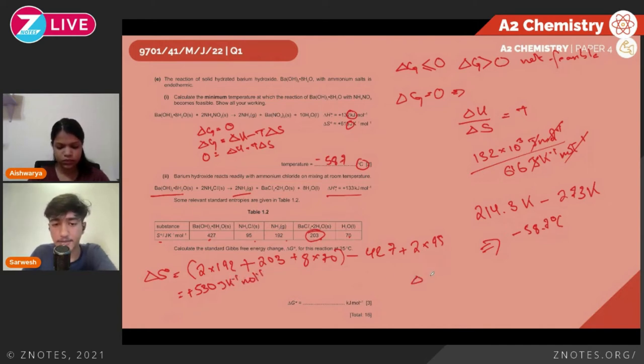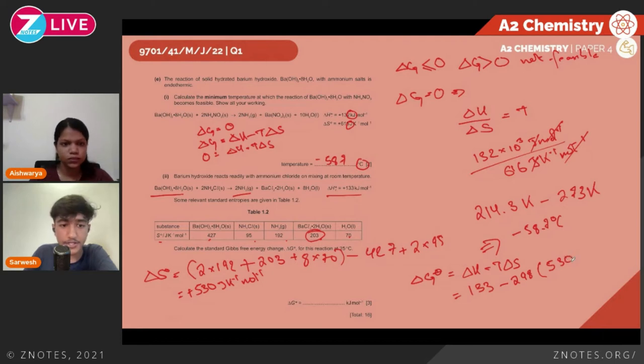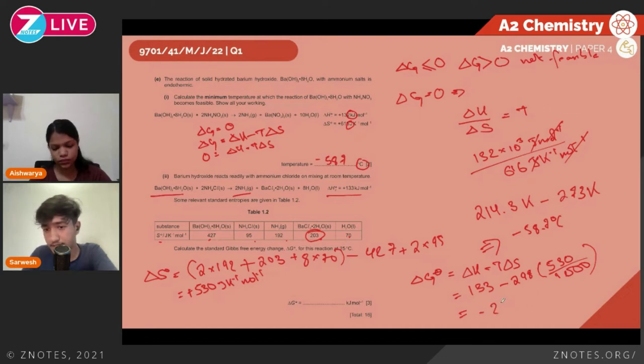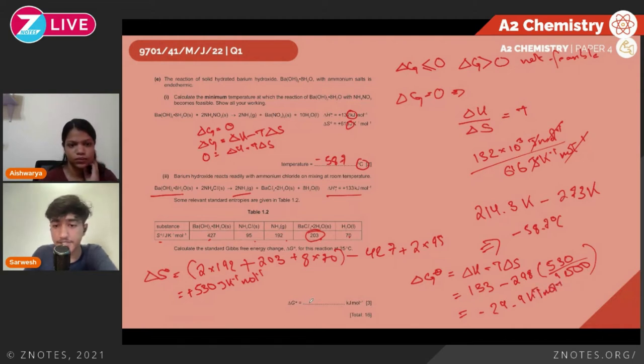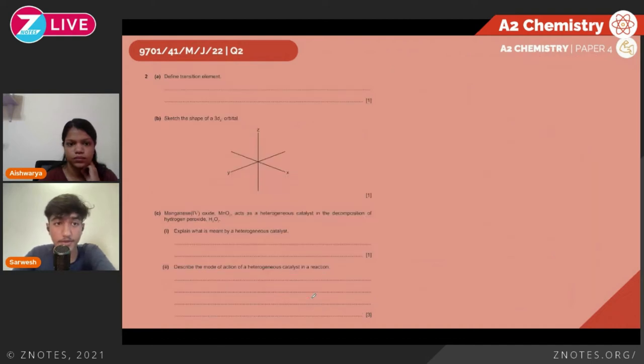So now let's calculate our Gibbs-free energy, which is delta H minus T delta S. So 133 kilojoule per mole minus, what's the temperature over here? 25 degrees Celsius, so that would be 298 Kelvins, times 530 joules per Kelvin per mole. We are dealing with the units in kilojoules, so let's divide this by 1,000. So doing the calculations, you would end up with a Gibbs-free energy of 24.9 kilojoule per mole. Okay, so that's our Gibbs-free energy over here, minus 24.9 kilojoule per mole. Okay, so we're done with question one.